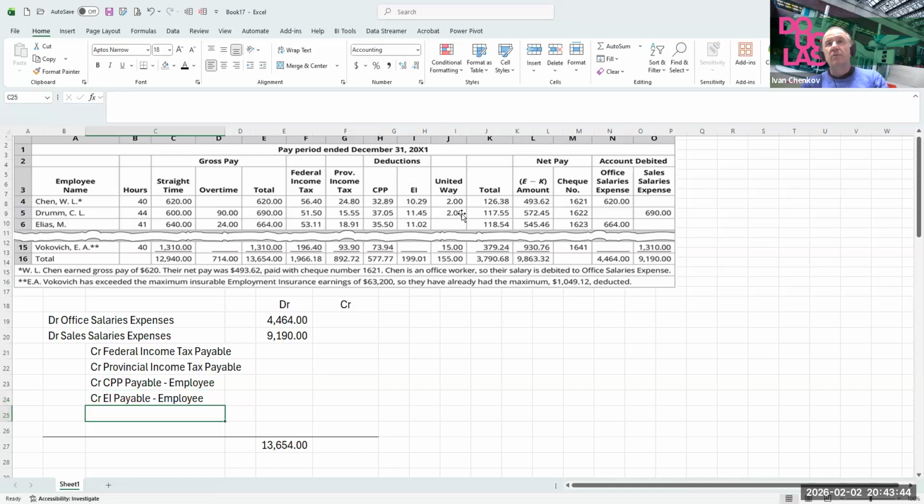Next one will be United Way. That will be charitable donation, United Way. And that's about it. No, the last thing that we have to do is the cash. Let's pay them cash. Credit. Cash, which means electronic fund transfer to employees.